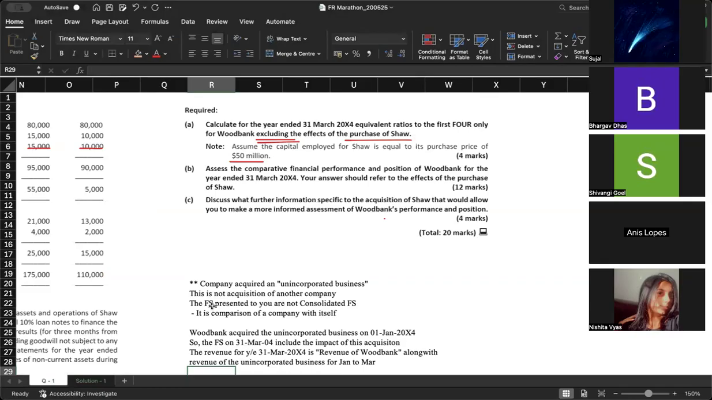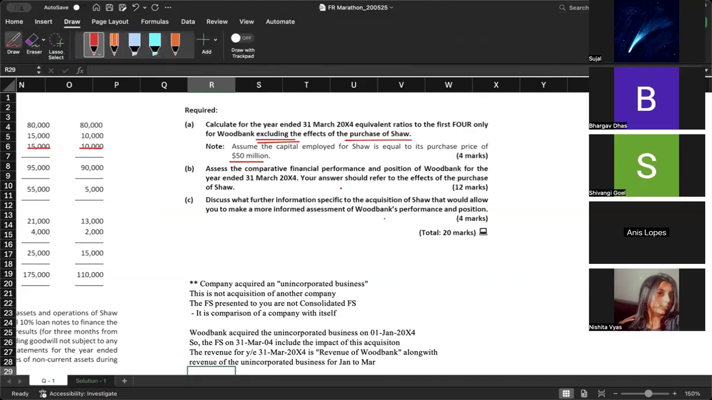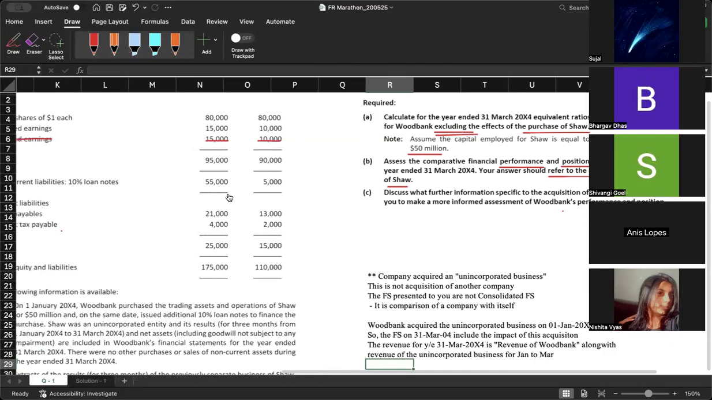Assess the comparative financial performance and position. Performance means profit and loss. Position means the balance sheet part. For the year ended 31st of March 2004, your answer should refer to the effects of the purchase of Shaw. ये एक और additional part दिया है. Refer to the effects of the purchase of Shaw. So when you analyze and when you say कि अरे GP ratio has increased by so and so, or XYZ ratio has fallen by whatever percentage, so the impact of the acquisition of the other entity has to be mentioned.